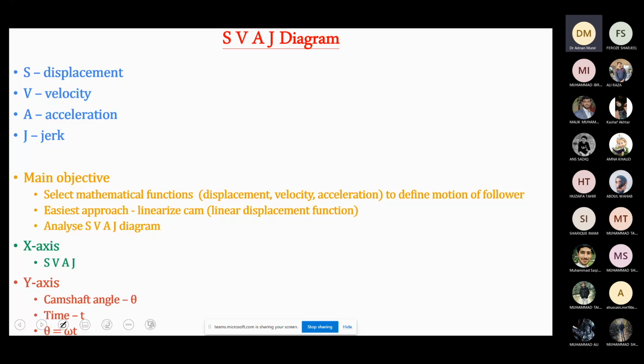Now I'll discuss the objective first. The main objective is to select the mathematical function of displacement, velocity, or acceleration to define the motion of the follower. The easiest approach is to linearize the cam. That is, we assume the linear displacement function. What are the advantages or disadvantages of the linear displacement function? We will discuss in the coming slides.